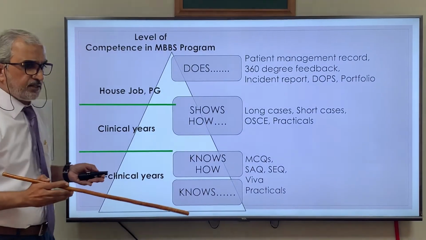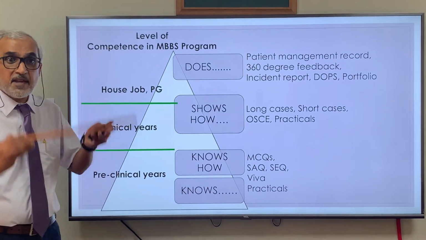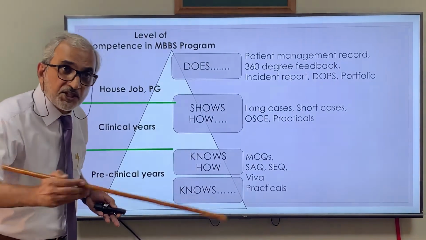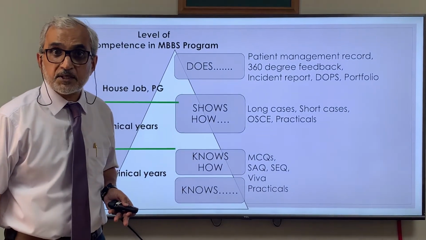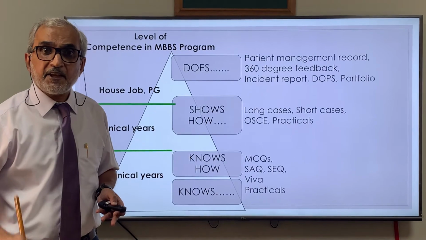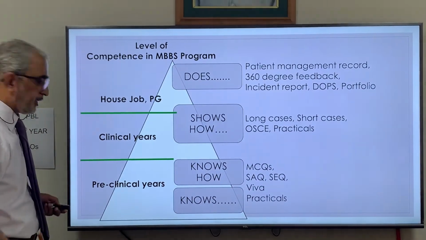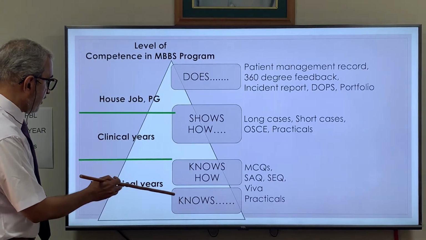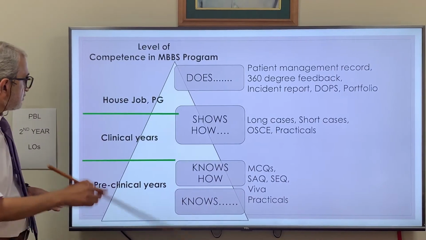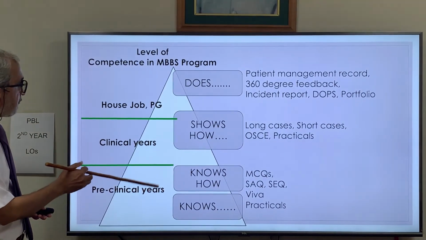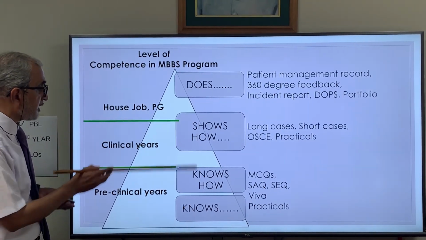This level of competence of Miller's triad helps us to decide in a curriculum, which could be across a year or across 5 years, what we want to teach the students. And we know the first level to achieve is the level of competence of knows and knows how. That is why in the pre-clinical years, the emphasis is on knows and knows how of the subject which we want to teach. And in clinical years, the emphasis is on shows how, and then in house job and PG, it's the does.